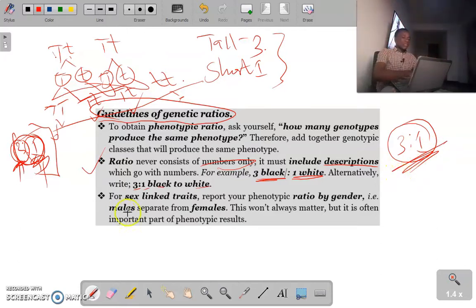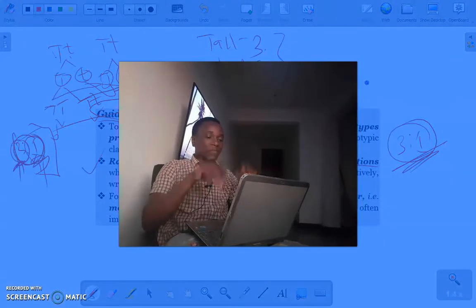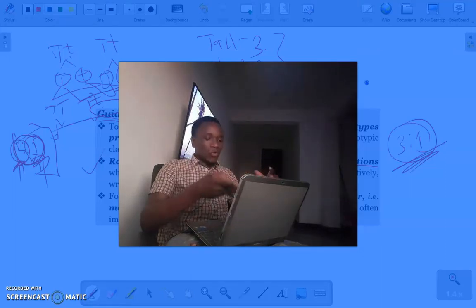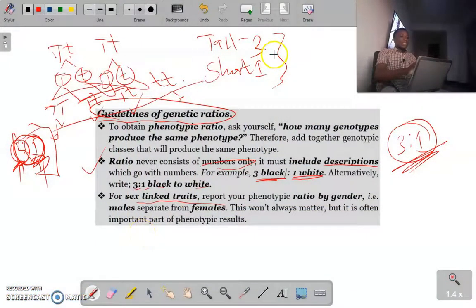And maybe the last information is for sex-linked traits. Their ratios are stated by gender. This is very basic, because sex-linked traits are the traits whose genes are carried on sex chromosomes. So when you are stating those types of characteristics, you must include the sex. Maybe you have 3 tall males, in any way it depends, and 1 short.